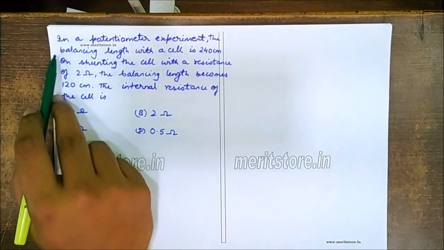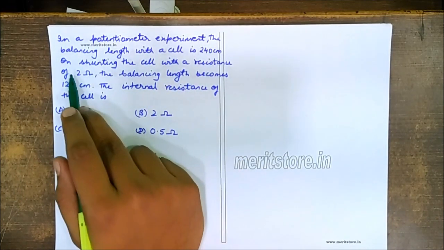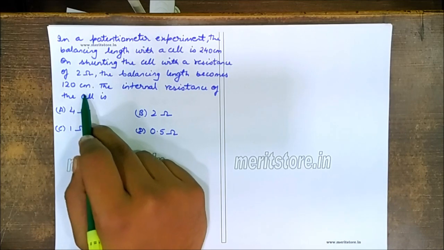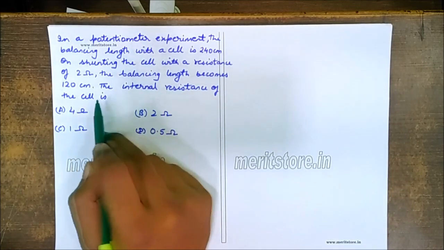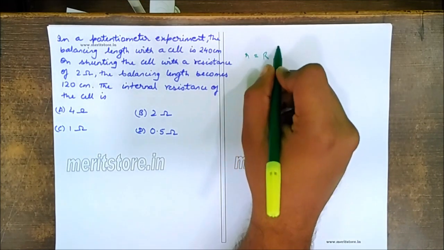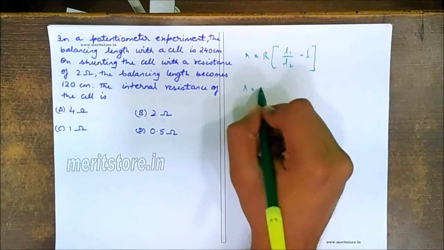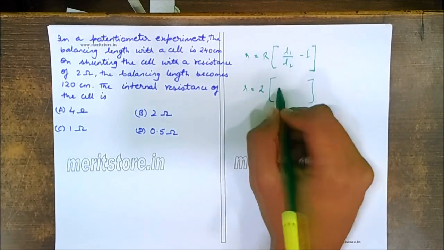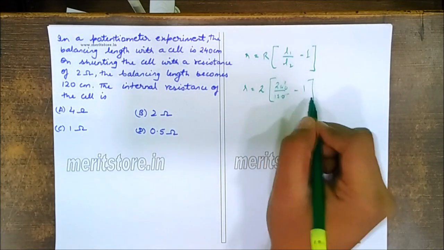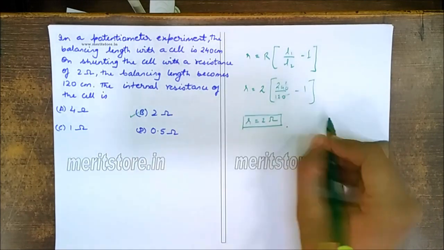The next problem. In a potentiometer experiment, the balancing length with the cell is 240 centimeters. On shunting the cell with a resistance of 2 ohms, the balancing length becomes 120 centimeters. The internal resistance of the cell is, okay, so we have a formula. Internal resistance of a cell is equal to R into L1 upon L2 minus 1. A simple problem. So we need to calculate r. We have resistance as 2 ohms, L1 as 240, L2 as 120. 240 upon 120 is 2, 2 minus 1 is 1, so r is equal to 2 ohms. Option B.